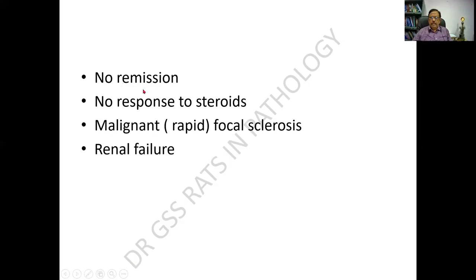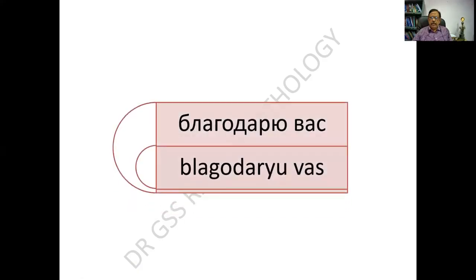Regarding the progress of the disease, there is no spontaneous remission. It does not respond to steroids, and it can go on to a malignant focal sclerosis. That is, rapidly there is a sclerosis of the entire glomerulus and it results in renal failure. I hope you people have understood this. Each one is a thing I would like you to kindly read in the master tabular column.